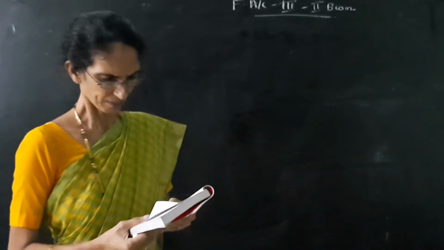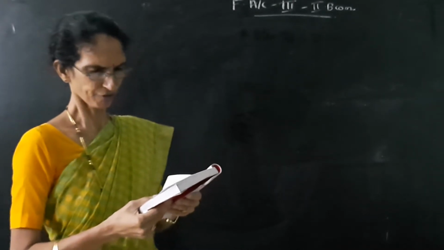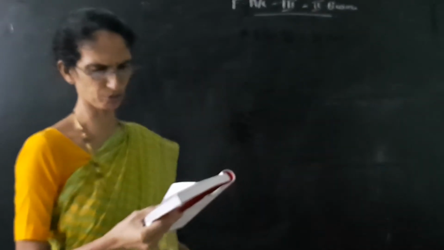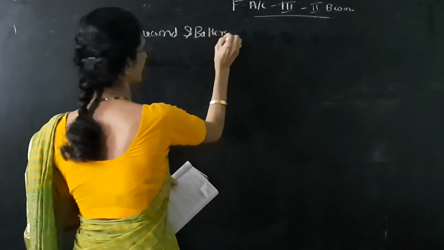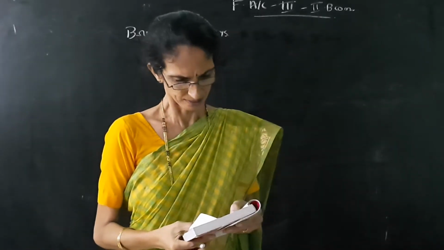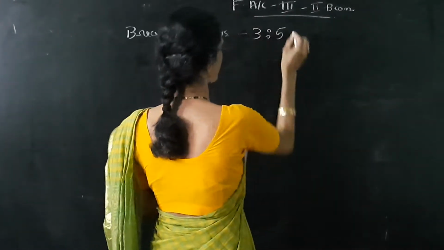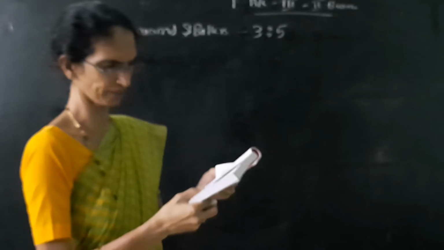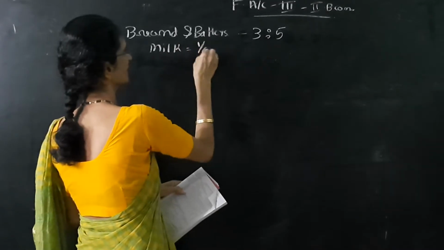So the next problem is: Bread and Butter are partners with capital of rupees 3 lakh and 5 lakh respectively. Bread and Butter are the old partners, so there is no need of writing the capital here. They share the profits and losses in the ratio of 3:5. So their old ratio is 3:5. Then they admitted Milk and offered him a 1/6 share.